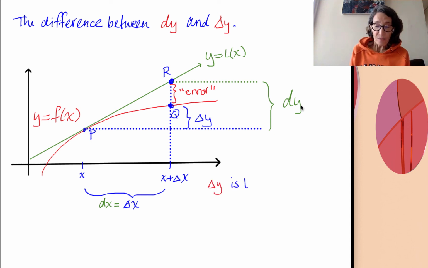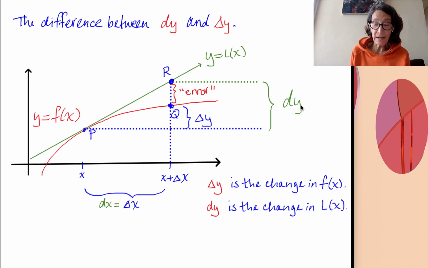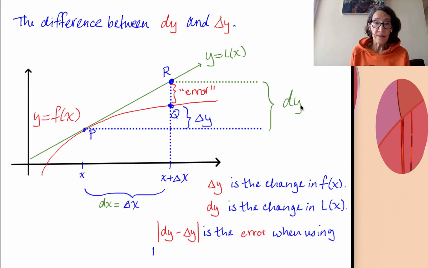All right, so I'm just going to summarize. Delta y is the change in the function f of x. Dy is the change in the linearization L of x. And the absolute value of the difference, because if my tangent line were below my curve, the difference might be negative. So we take the absolute value of the difference, and we call that the error. The error when using the linearization to approximate the function.